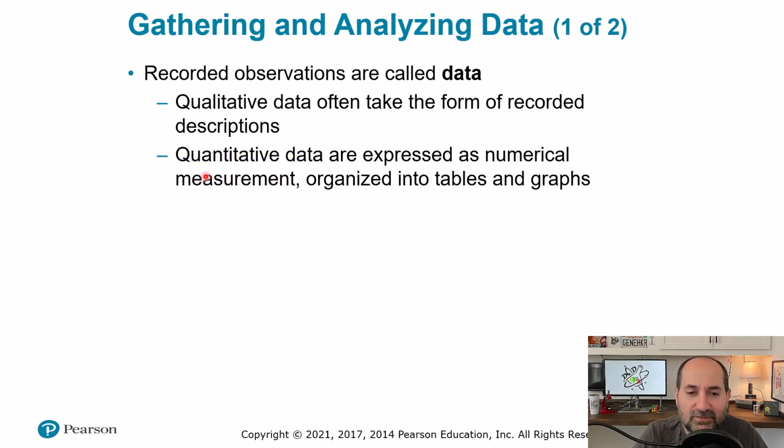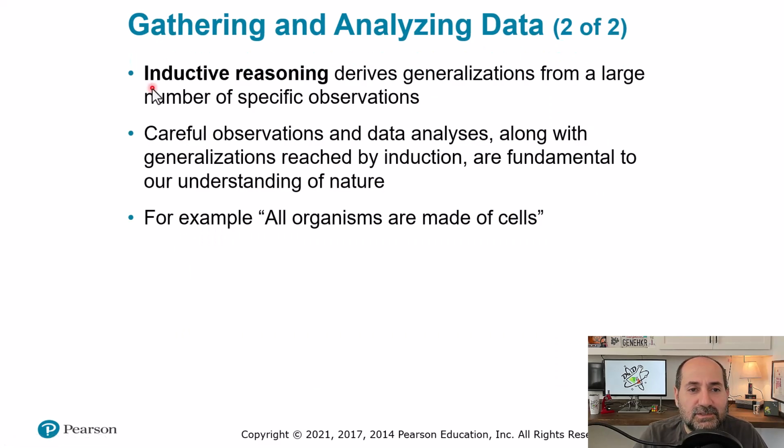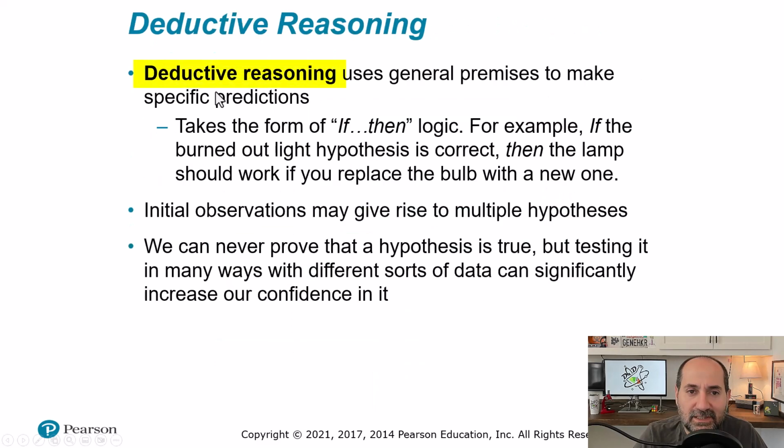It's like there's five of these, or now it's 10, you know, numerical measurements based on numbers, okay? And then the difference between inductive reasoning and deductive reasoning, you should remember that in inductive reasoning, you derive generalizations from a large number of specific observations, okay? Whereas in deductive reasoning, you use general premises to make specific predictions. So they are opposite types, right?